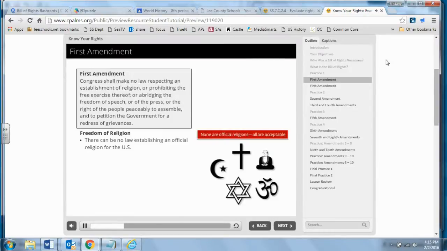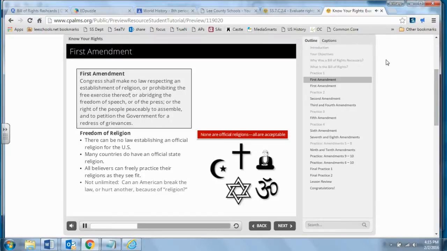That's not true of all other countries. Many do have an official state religion, and sometimes citizens can get in trouble for not following it. But not in the United States. Here, believers in all the religions we just mentioned, and many more besides, can freely practice their beliefs as they see fit. Like many of the other rights you'll learn about today, the freedom of religion is not unlimited.